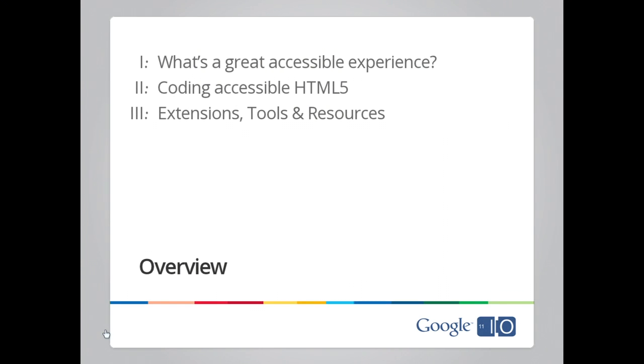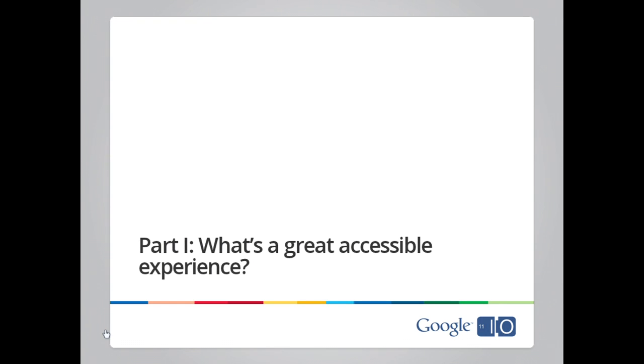So let me give you an overview of what we're going to be talking about during this session. First, we want to show you what we think is a great accessible experience. First of all, how it can go wrong, and then how we think that experience can be really good. Next, we're going to talk about the actual code, how you can write your HTML and your JavaScript to make things accessible, like in our example. And finally, we're going to be talking about browser extensions and other tools and resources that you as developers can use to make accessible web apps. So let's start off by talking about what is a great accessible experience.